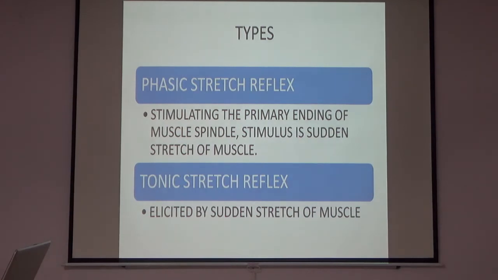So two things are happening simultaneously. There is contraction of the agonist muscle by stimulation of the homonymous motor neuron, and by inhibition of the heteronymous motor neuron, there is relaxation of the antagonist muscle. So there is contraction of the agonist muscle and relaxation of the antagonist muscle, which is carried out by the 1A afferent stimulation.